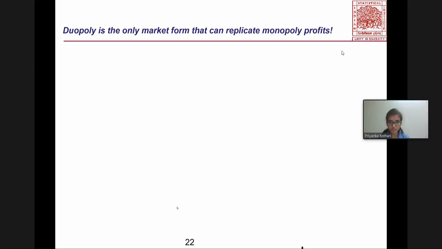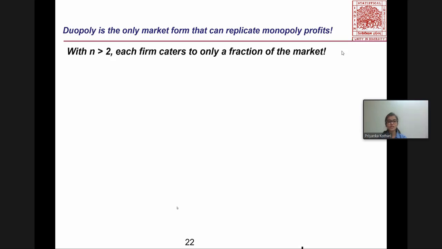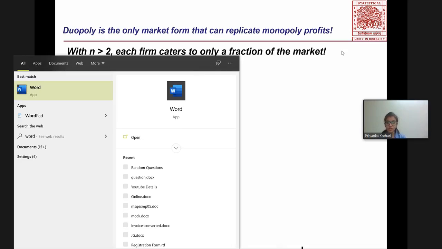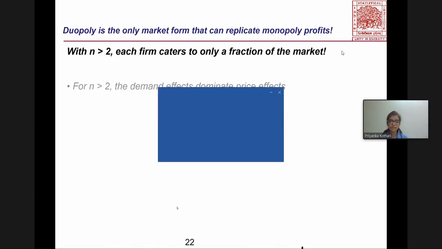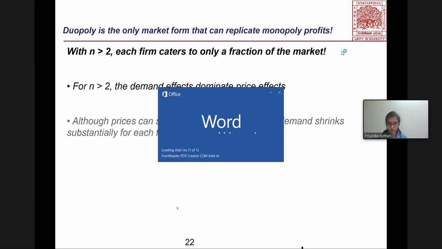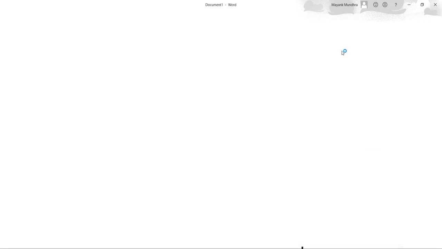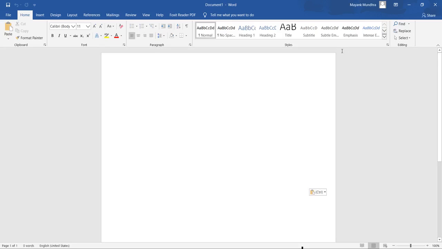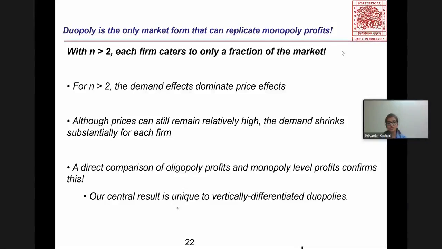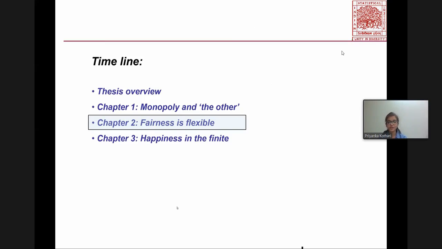So this sums up my first chapter pretty much. But there's one more thing that we do: we try to extend this to see if we can have this result in more than one firm case, more than two firms. And what we see is that duopoly is the unique oligopolistic structure which allows firms to have monopoly level profits, because if we have more than two firms, then the market becomes too segmented, and that does not allow any of the firms, even the highest quality firm, to achieve monopoly level profits. So this sums up my first chapter.